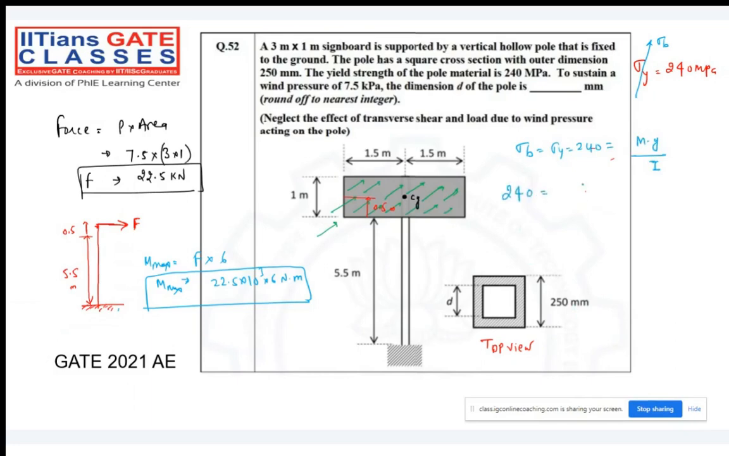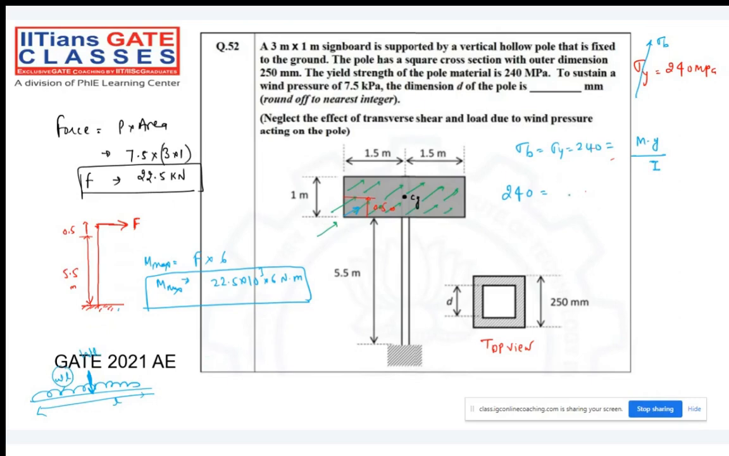See, guys, you have to be very careful about the problem statement. Wind pressure will not be acting exactly at one particular point like this. It will be acting throughout the signboard, so we need to find the centroid of the signboard. There only it will be concentrated, just like a uniformly distributed load W acting over a length L: we write W into L, concentrated at the centroid of that length. Similar concept has been applied over here.